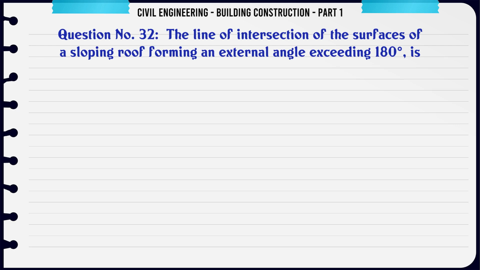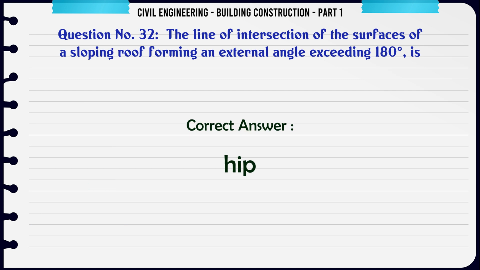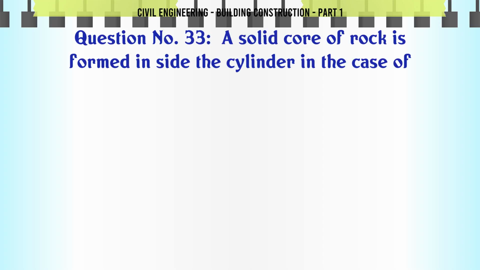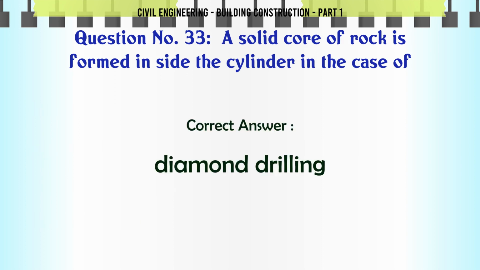The line of intersection of the surfaces of a sloping roof forming an external angle exceeding 180 degrees is A, ridge, B, hip, C, valley, D, none of these. The correct answer is hip. A solid core of rock is formed inside the cylinder in the case of A, auger boring, B, percussion drilling, C, diamond drilling, D, wash boring. The correct answer is diamond drilling.